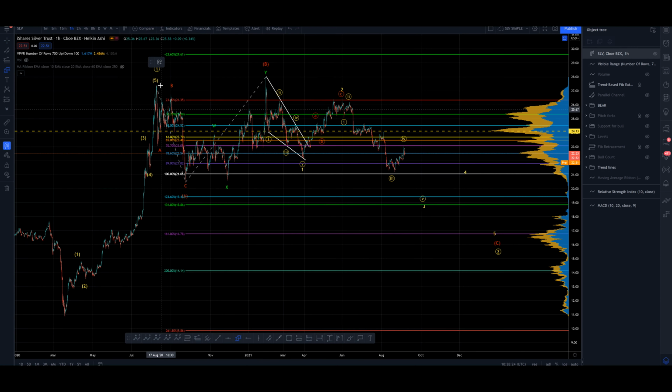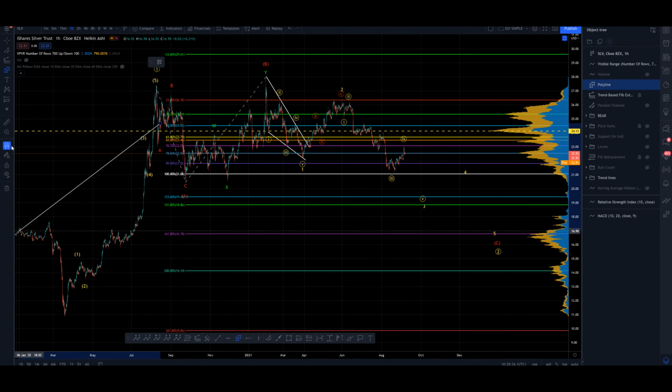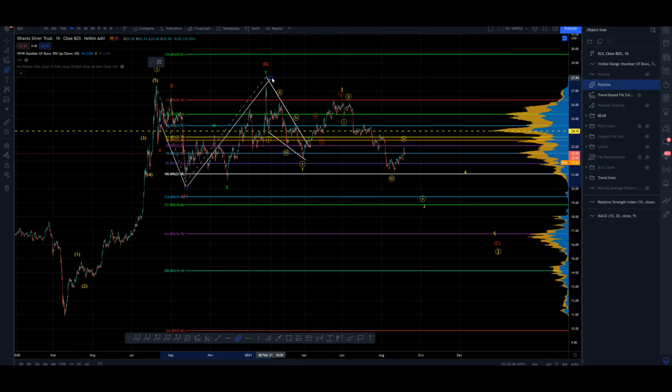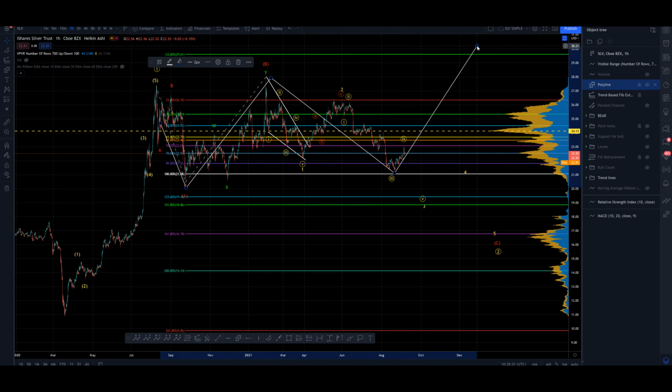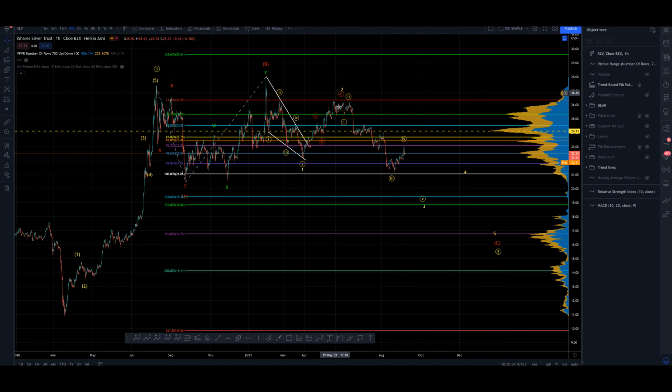So you could say, let's turn the magnet off. A, B, C, sideways correction, off we go. And that means that this C would have to be interpreted as 5 waves complete rather than an extension in a 3, which is how I've got it.